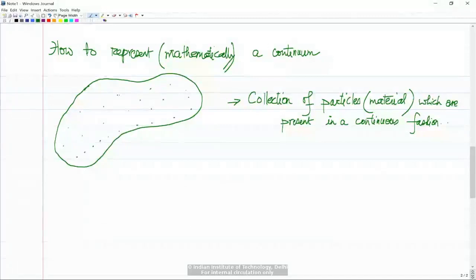And you understand that a body is a three-dimensional body, right? It is there in this three-dimensional space. So how can we represent those particles mathematically? Any idea? Can anyone tell me how to represent these particles mathematically? By locating their coordinates, or by locating its center of mass, coordinates of center of mass.